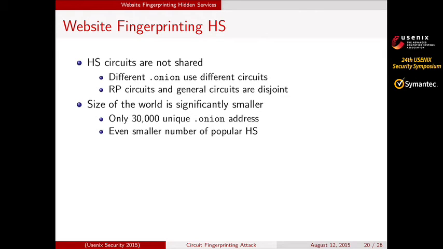According to the Tor Metrics website, there are about 30,000 unique Tor hidden .onion addresses, which is a lot smaller than the number of .com addresses, for instance. And if you only consider the popular hidden services like Silk Road, the New Black Market, WikiLeaks, DuckDuckGo, whatever, there are probably only a couple of thousand. So it's really not inconceivable that the adversary actually collects data on all these websites, because there are only a few thousand of them.